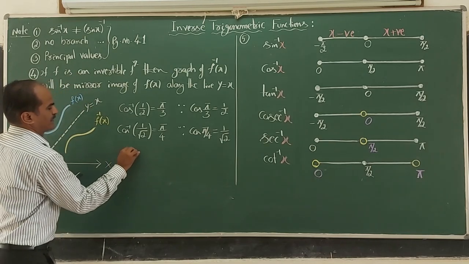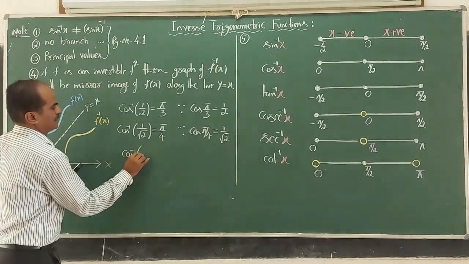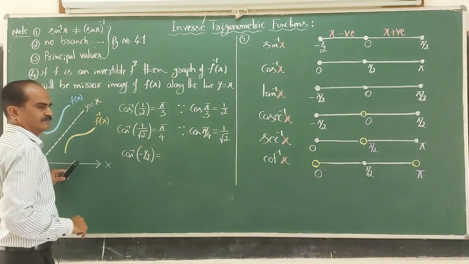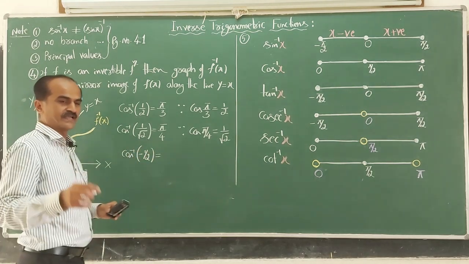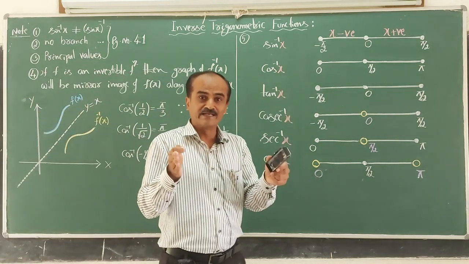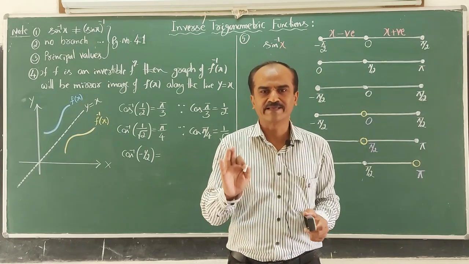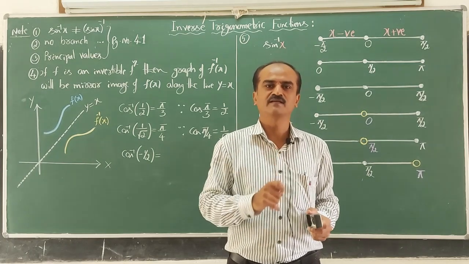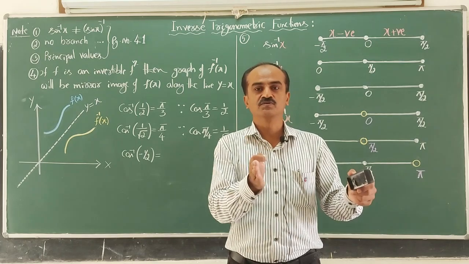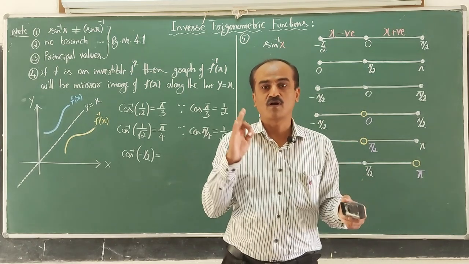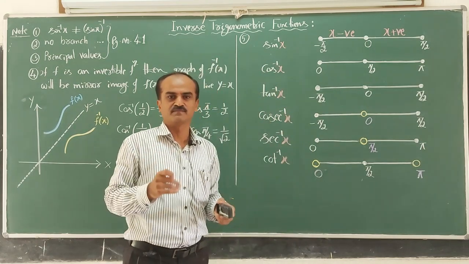Now, let me take a negative number. Cos inverse of minus 1 by 2, I take. Now, cos of which angle lying in the interval 0, pi gives us minus 1 by 2? Definitely it cannot be an acute angle. Cos of an acute angle is positive. Now, we have to choose the angle in the interval pi by 2 to pi. Now, cos pi by 3 is plus 1 by 2.